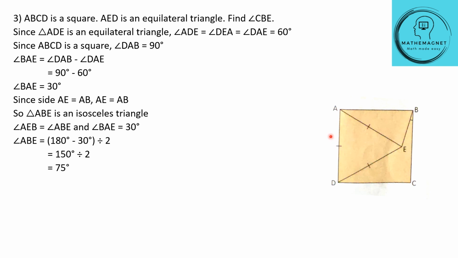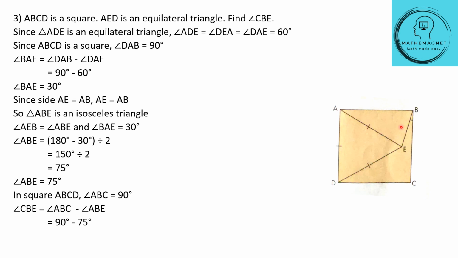Now again, since this is a square, we know angle ABC is equal to 90 degrees. So which means we can find CBE by subtracting 90 minus this angle 75, which we found as ABE. So CBE will be ABC minus ABE, which is 90 minus 75, which is equal to 15. So this unknown angle CBE is equal to 15 degrees.